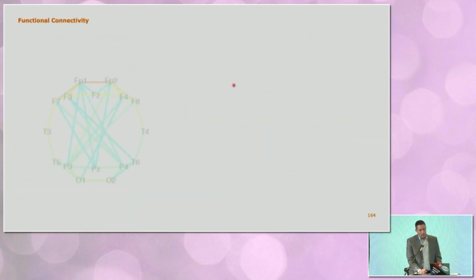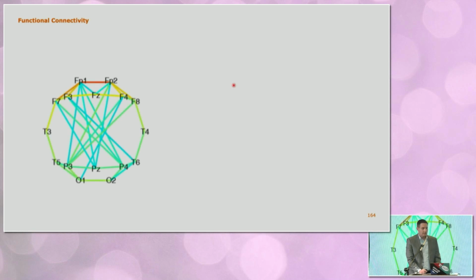So one of our main metrics we use is called functional connectivity, and most of you are probably familiar with this. This is a way that you can mathematically look at each pair of electrodes on the scalp in this case and determine the strength of the connection between them. When one moves one way, does the other one move in the same direction or not? And this can allow us to generate a connectivity map like this.